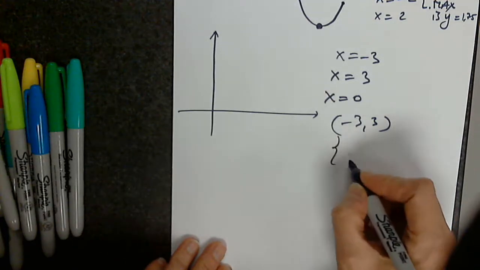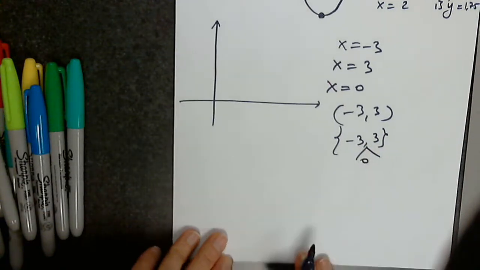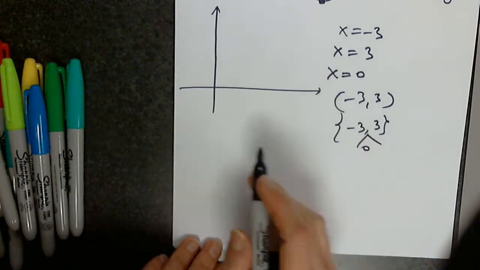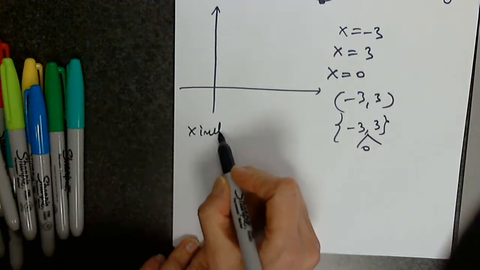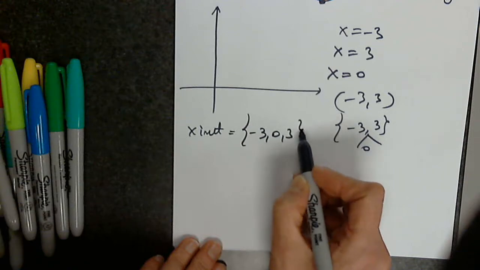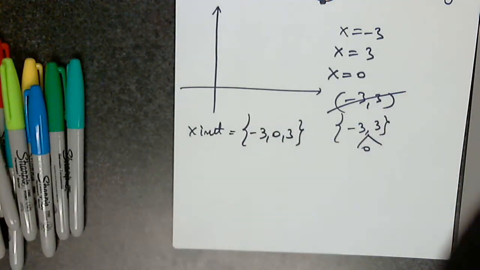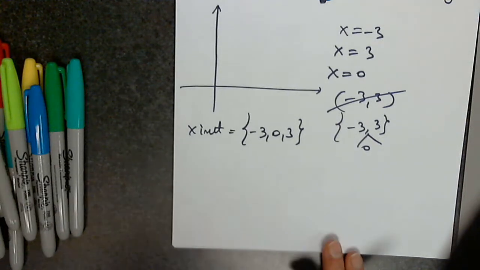You can use braces and say this, but you're missing 0. You could have said x-intercepts are in the set {-3, 0, 3}. But if you use this, this is a point. This is the point (-3, 3), and it doesn't make any sense. Good. Anything else? Over J and K.